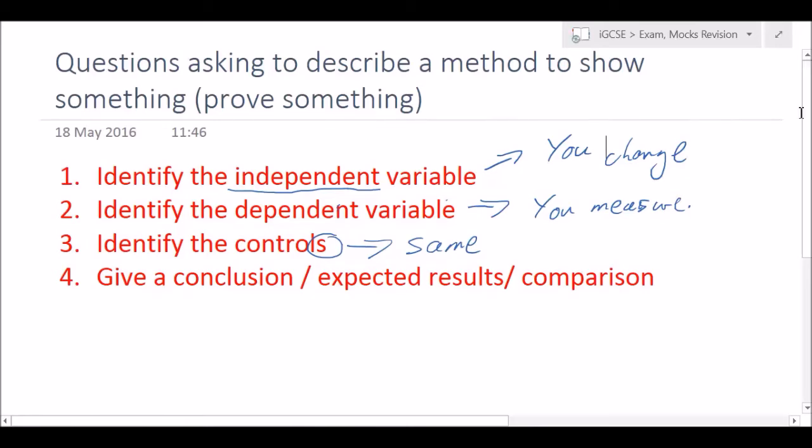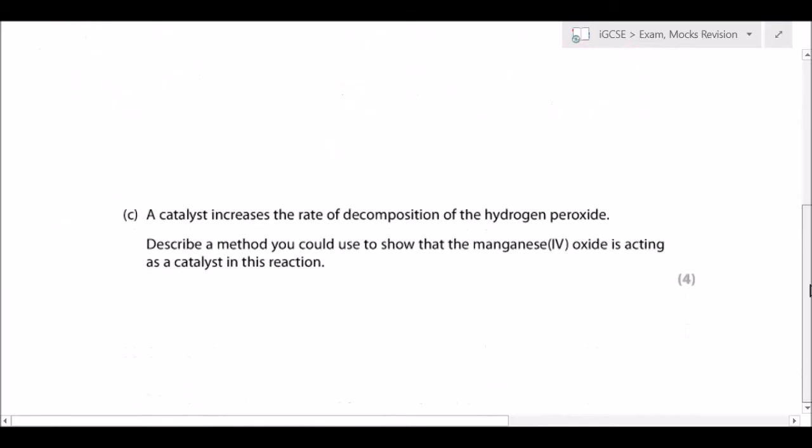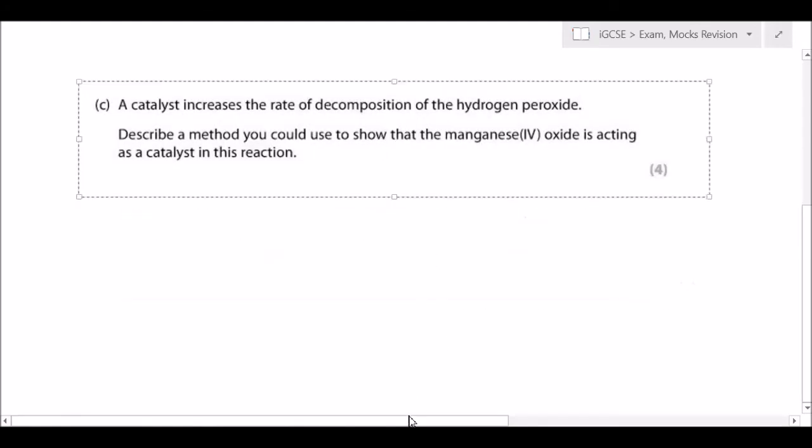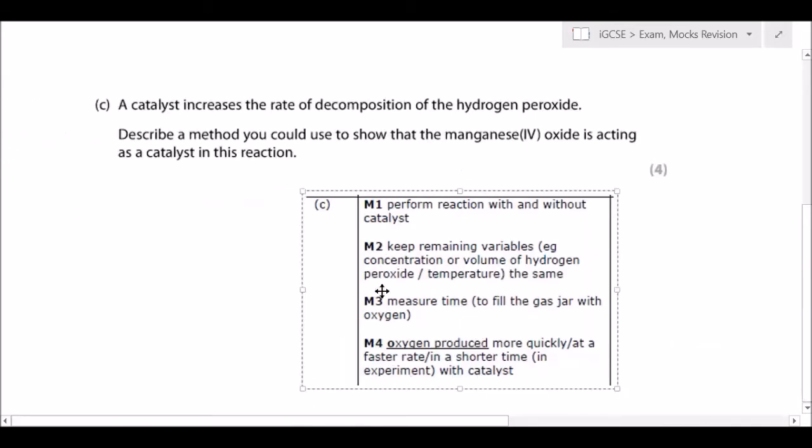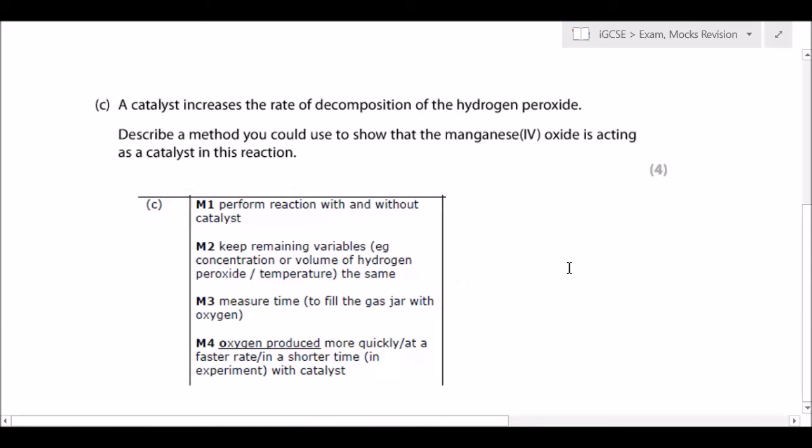So to go through an example, this was in a recent paper for the IGCSE syllabus. Describe a method that you could use to show that the magnesium oxide is acting as a catalyst. Now there are a few other questions, but you saw the setup of the question. What the mark scheme wanted was these points.